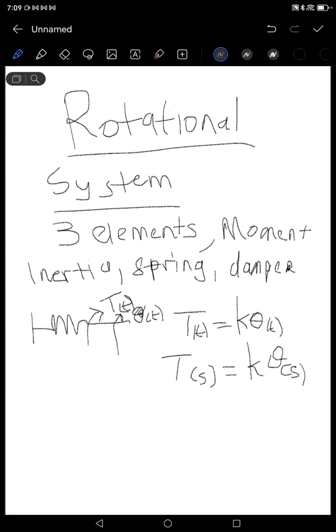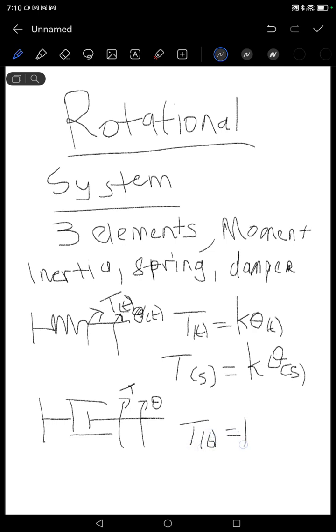Okay, and then now let's say we have a damper. Let's say we're given a damper like this. Here on our damper, we still have a torque and an angular displacement. So now when we generate the equation for the damper, it's going to be T of t equals the damper multiplied by the first derivative of theta.